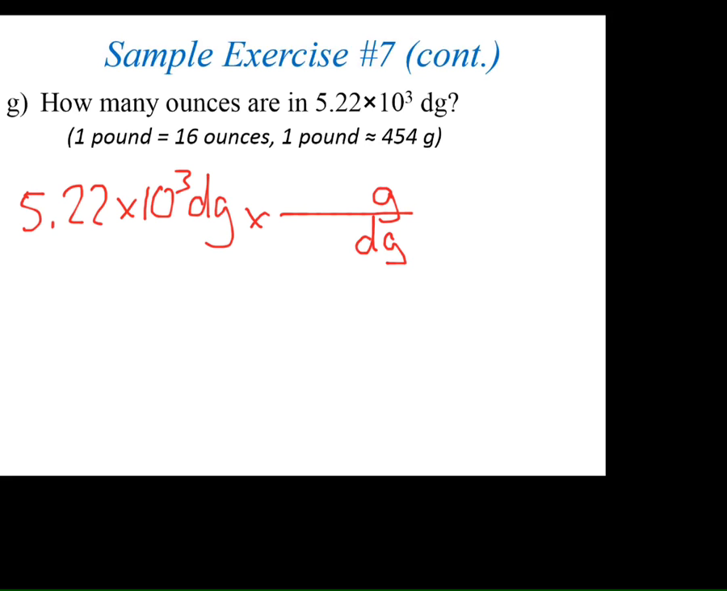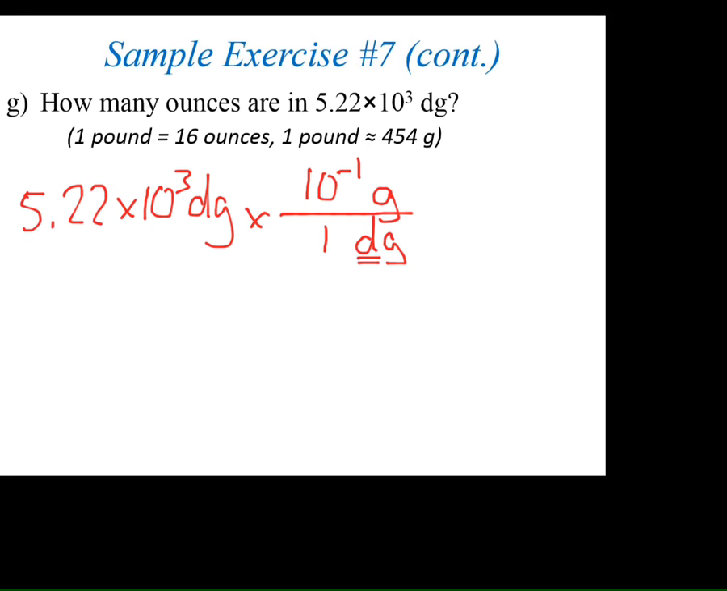10 to the negative 1 has to go on the top. Opposite of wherever the prefix is. The deci's down here, so this has to go on top. Yes, exactly. On the bottom it would be like saying decigram. So now it's decigram on top, decigram on bottom, basically.